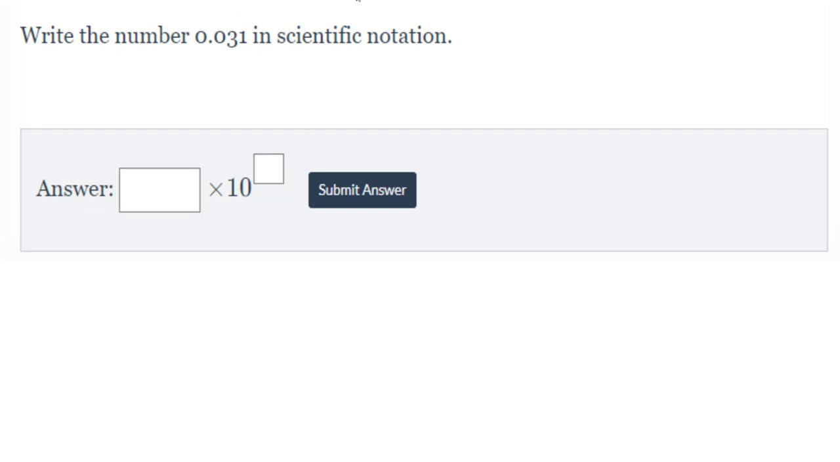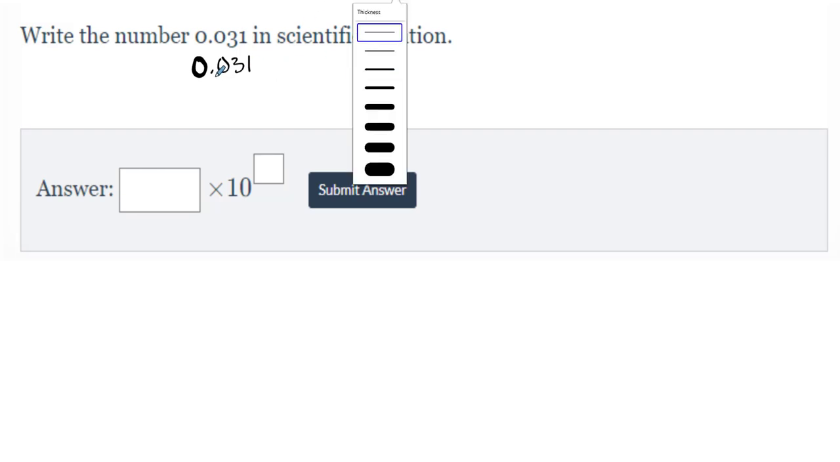So again, step number 1, write the original problem. I'm going to write 0.031, or if you wanted to, just the decimal 031, that's fine. Next, I'm going to switch over to red. And again, we want the decimal placed so that it only has one digit to the left. So I'm going to put it between the 3 and the 1. The digit to the left can be a 1 through 9, and in this case it's a 3, so that's fine. Now if I move the decimal back, that would tell me what my power is.